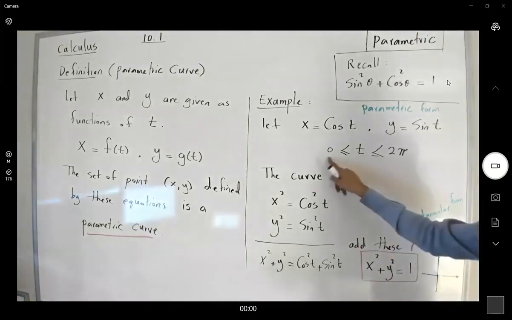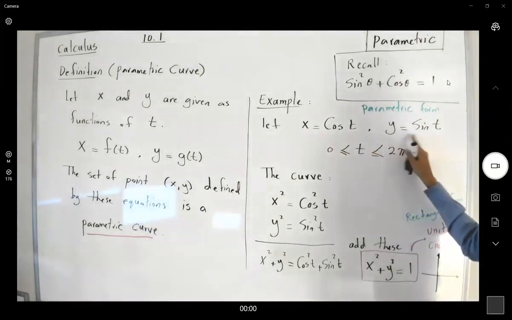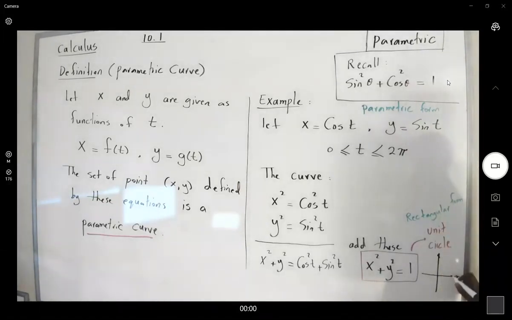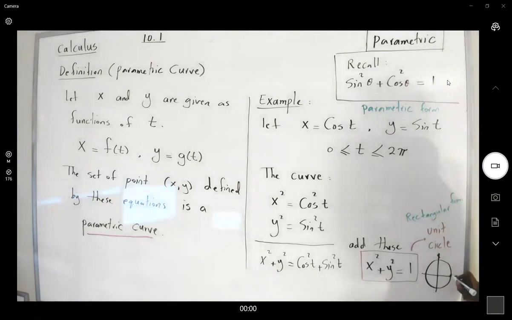Just note that when t is equal to 0, your x is equal to 1 and your y is equal to 0. So (1, 0). Starting at this point and just rotating once. So your particle, your object, whatever it is, started at this point and starts rotating counterclockwise, and it stops at this point. It doesn't rotate twice. It doesn't rotate 3 times or so on. It just rotates once counterclockwise.